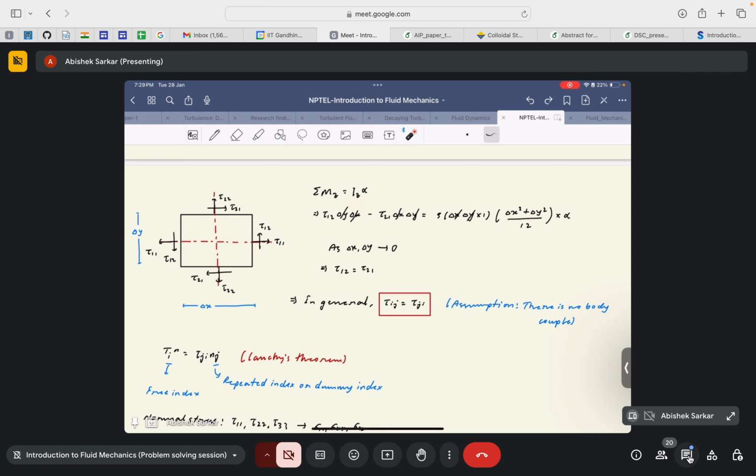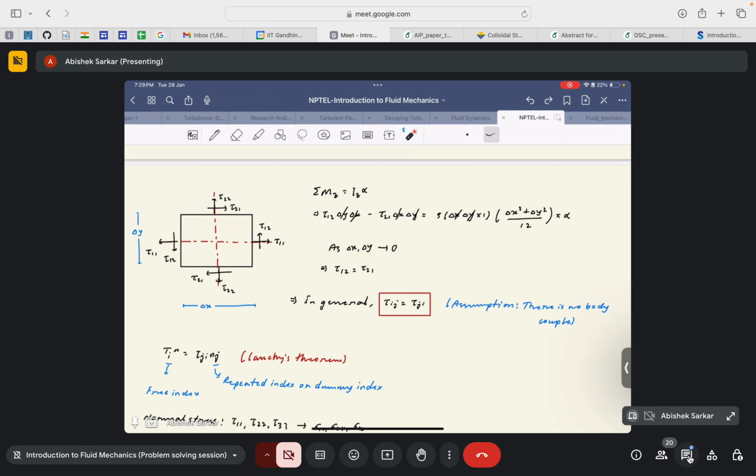So it's given by rho into delta x into delta y into 1, this volume, into delta x square plus delta y square over 12, the moment of inertia, into the angular acceleration. Now if we consider this fluid element to be very, very small, delta x and delta y tend to 0, then we can write tau 12 is equal to tau 21, and in general we see that tau ij is equal to tau ji, given that there is no body couple in this particular fluid element.